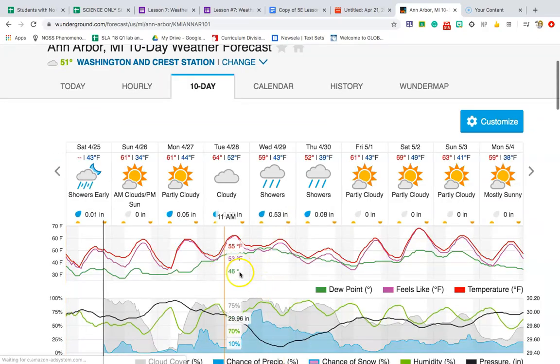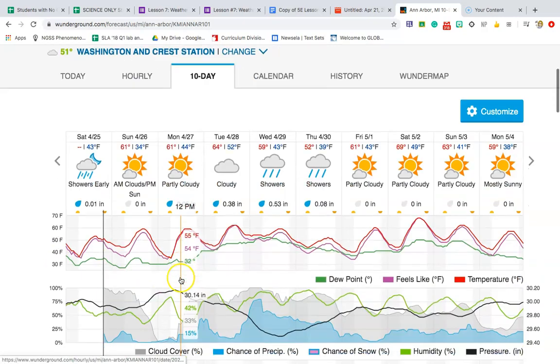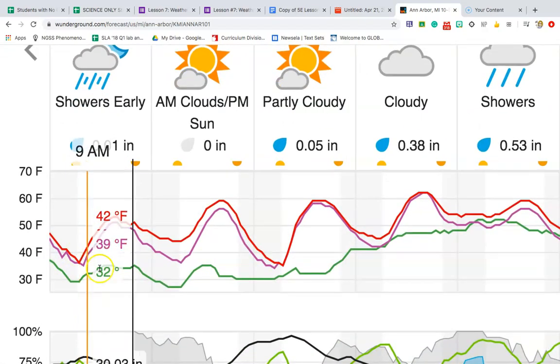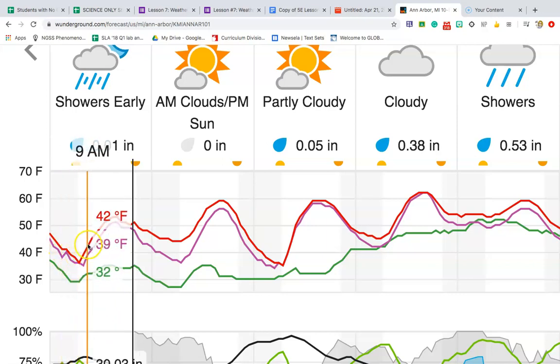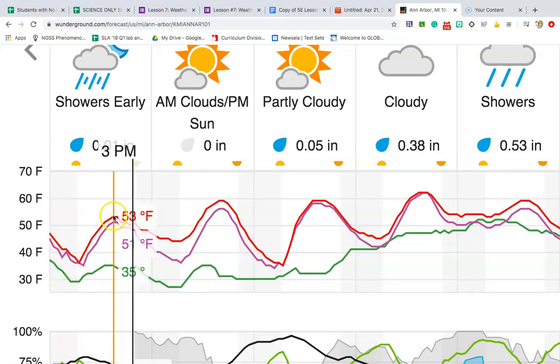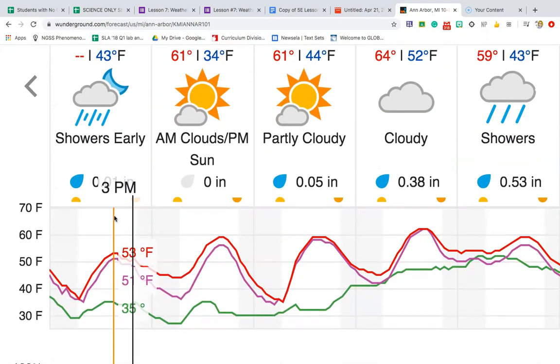The next thing that it tells us, and we're going to look at this little graph right here, the graph that has the green, the purple, and the red line. We're going to focus on the red and the purple line. The red line is what the actual temperature will be at different times throughout the day. So you can look, and this is at 3 p.m. on the 25th. It is supposed to be 53 degrees. The real feel will be 51 degrees as that purple line. And then the dew point, something we'll talk about later, is 35 degrees.